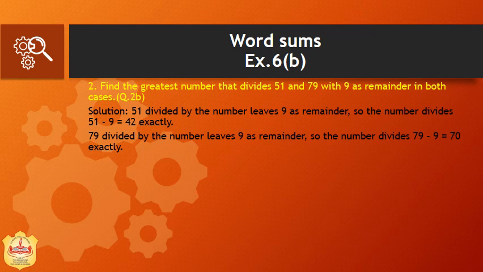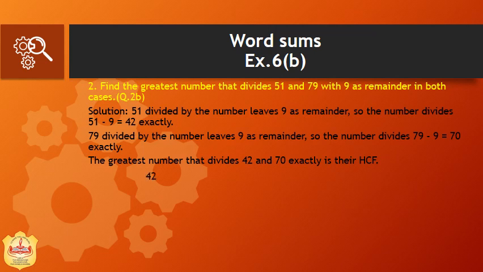So, it means the greatest number that divides, now you know that the greatest number that divides 42 and 70 exactly is their HCF or highest common factor. So, we have to find out the HCF of 42 and 70. Now children, we know that we will find out the HCF by using prime factorization method. So let us find out.